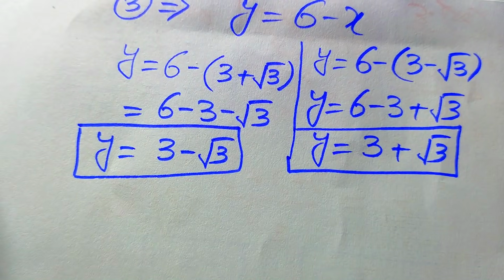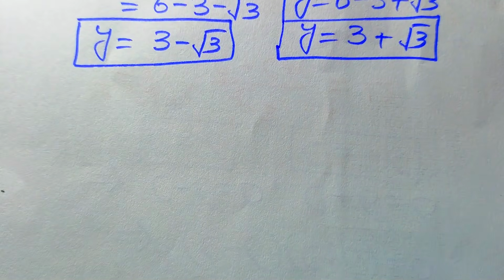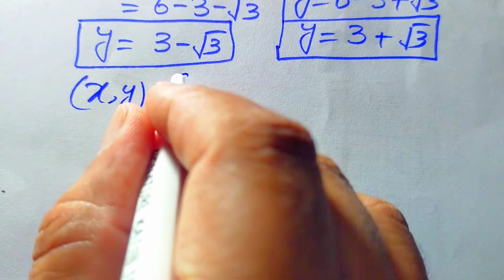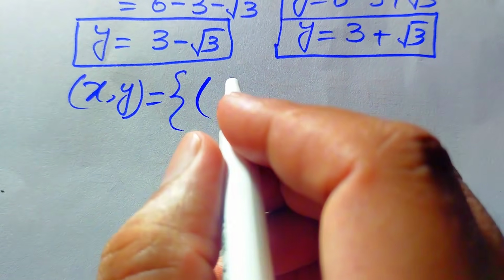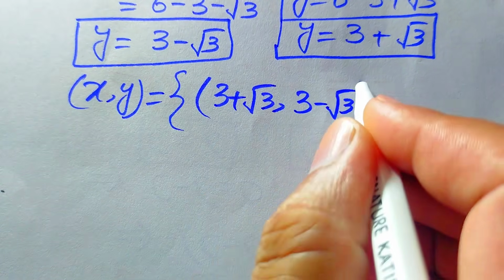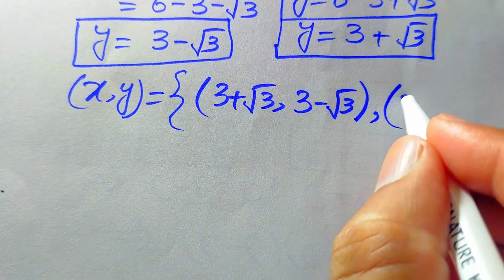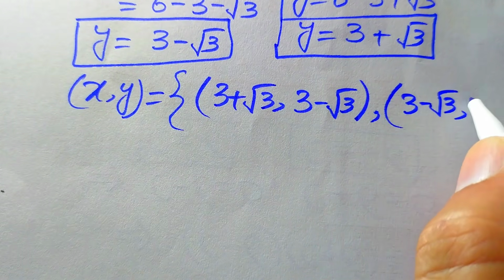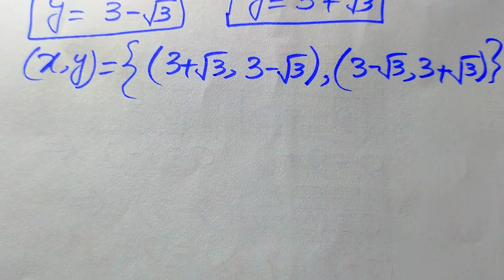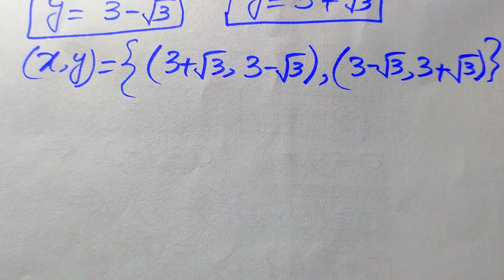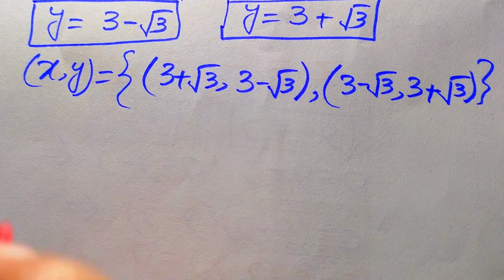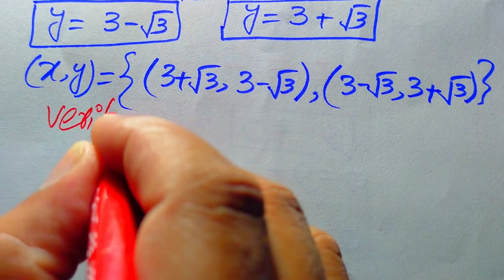So now in the next step, we have two roots of the given equation, and these two roots are (x, y) equals: the first root is 3 plus square root of 3, 3 minus square root of 3, and the second root is 3 minus square root of 3, 3 plus square root of 3. So these are the two roots of the given equation, and now in the next step we need to verify whether these values of x are solutions or extraneous roots.